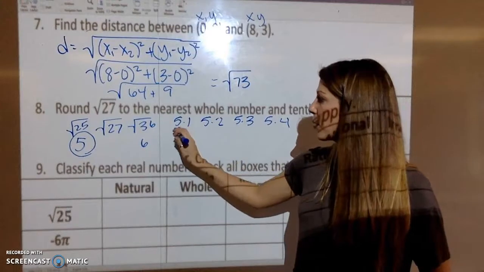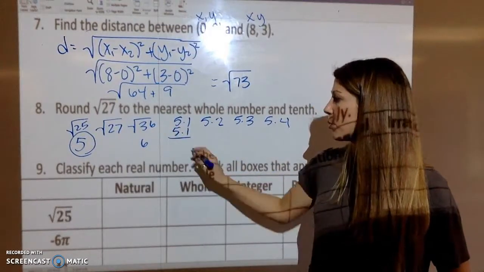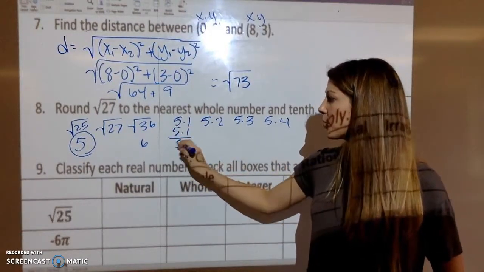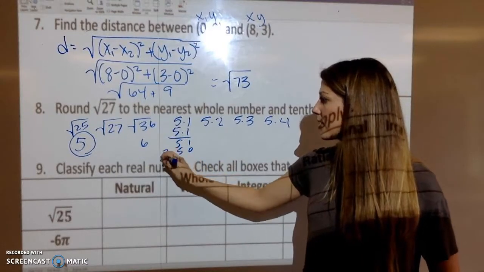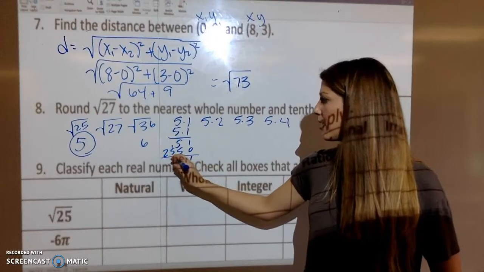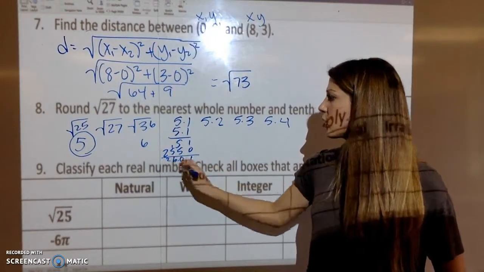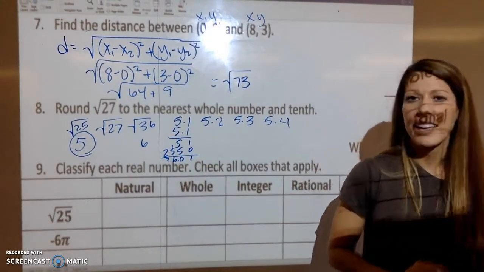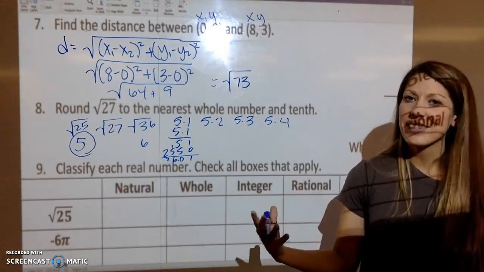So let's try 5.1 first. 5.1 times 5.1. You might have done your multiplication differently, and that's okay. So 26.01 is what I got. So 26, not so close to 27.